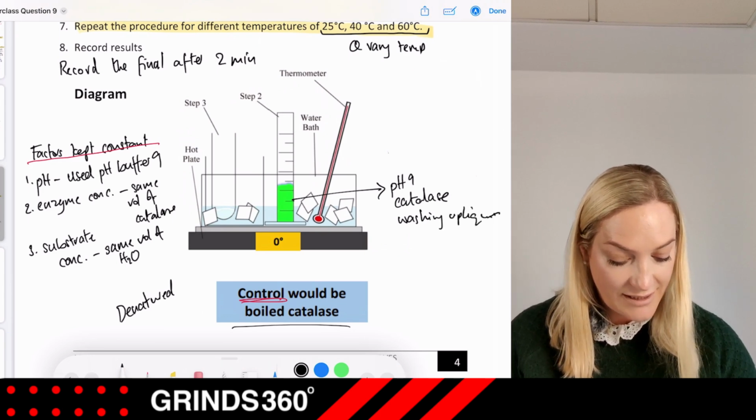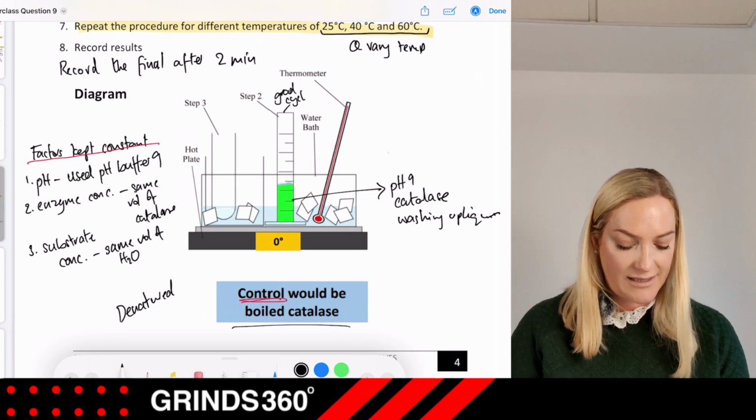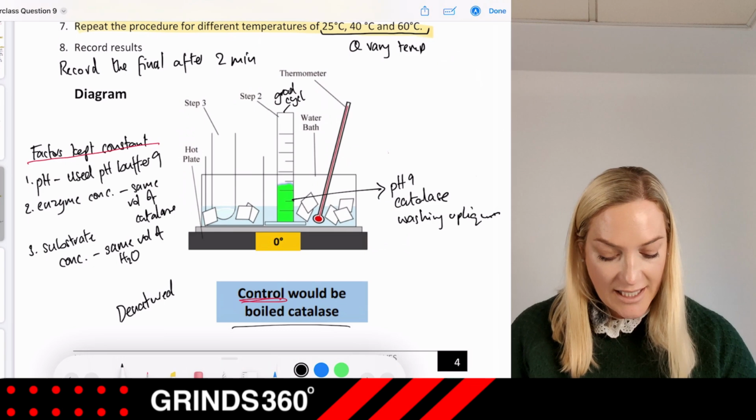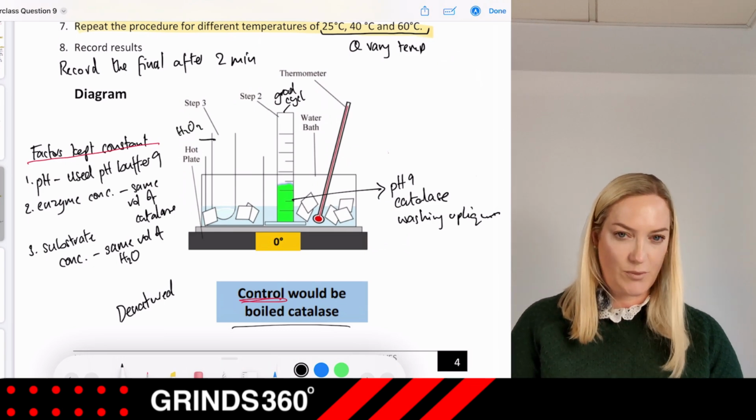And I forgot to label that this is your graduated cylinder. Here is my water bath, and my water bath is set to 0 degrees. Here I have my hydrogen peroxide in my test tube here.